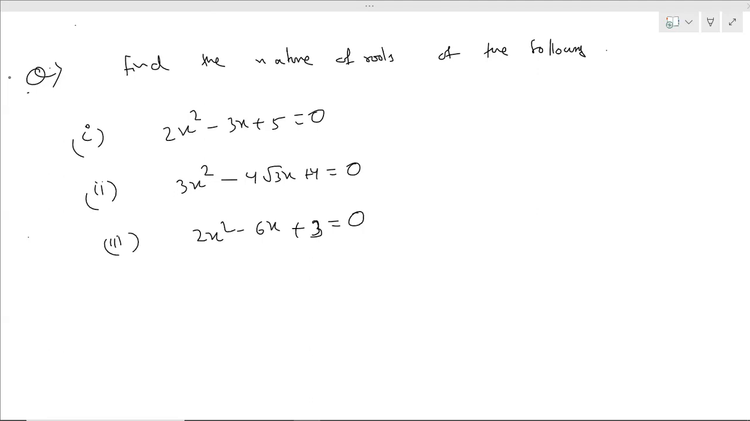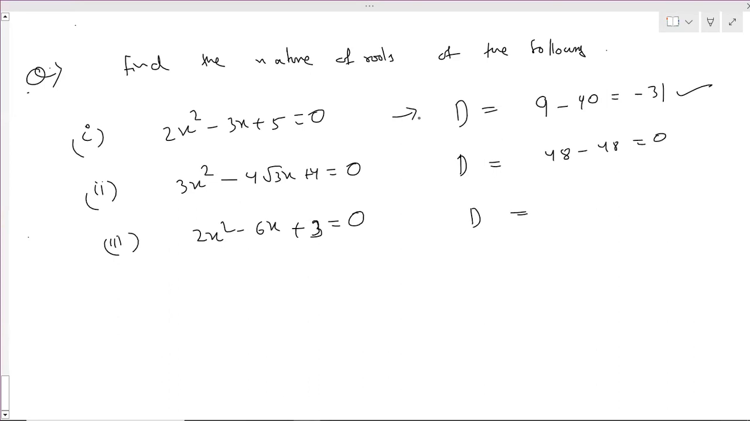So answer. Okay. The first one, the discriminant is 9 minus 4 into 2 into 5, which is 9 minus 40, negative 31. Absolutely, no real roots. The second one has two equal real roots because 48 minus 48 equals 0. Absolutely correct. And the third one, b square minus 4ac is greater than 0, so it has two distinct real roots. Absolutely correct.